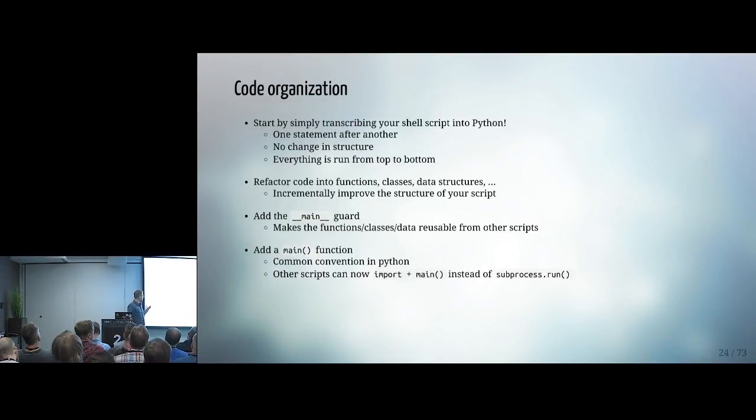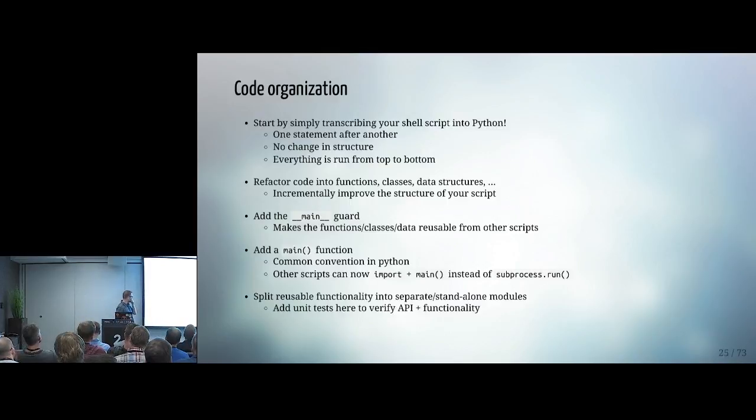After you've added a main guard, typically you'll add a main function as well, just to sort of organize the main execution of your code into a separate function. This is a common convention in Python, but it's also useful because another script can now import your script and then run its main to basically execute that script, instead of having to use subprocess run to execute it in a separate process.